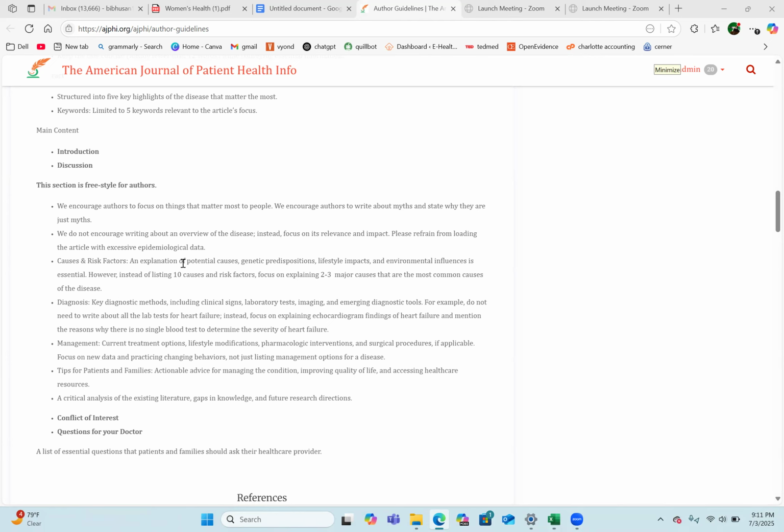When doctors write about causes and risk factors, we went to med school and we are trained to write around 8 to 10 causes because we know every one of them. But we want to make sure in this article you focus on things that matter the most. Like in diagnosis of heart failure, right? Maybe you want to write a paragraph on why BNP matters and why it's not that helpful. But I would focus on echocardiogram in case of heart failure more than any other thing.